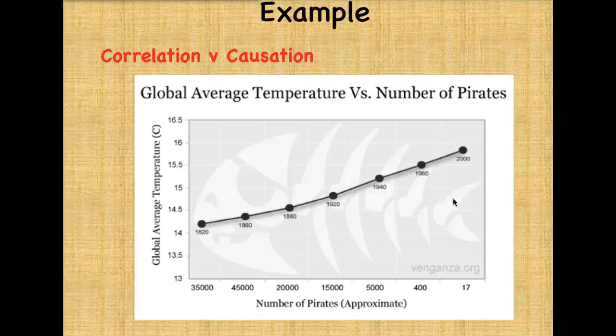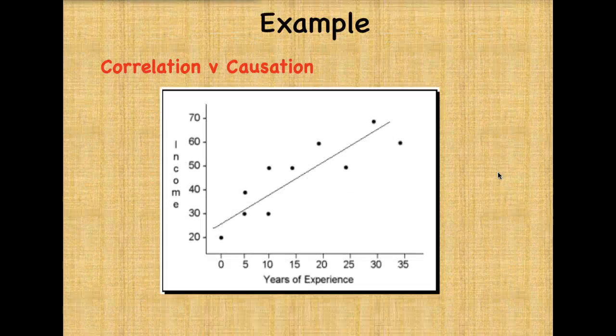There is a relationship there. As it gets warmer, more pirates go out. But you could definitely say that the average temperature, the increase in the average temperature, doesn't cause the number of pirates to increase. There's just a relationship or a trend.